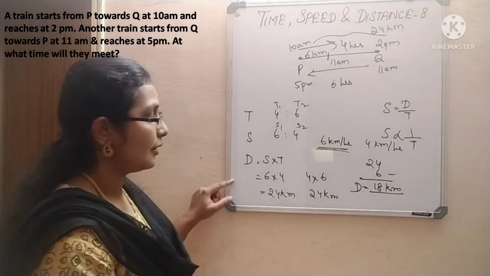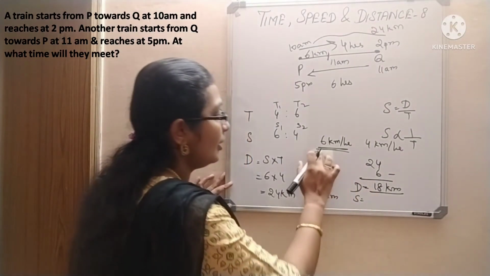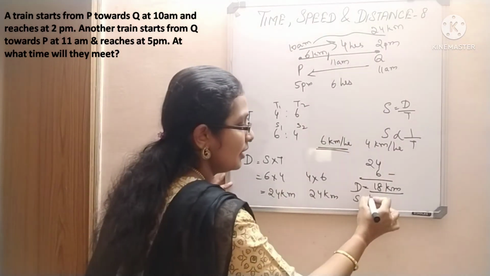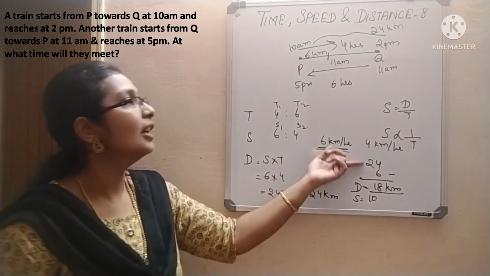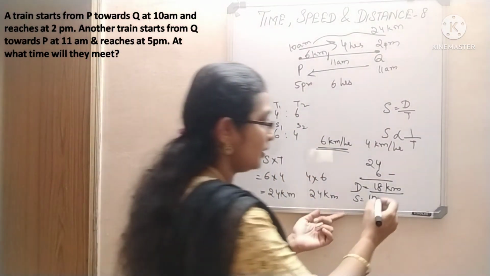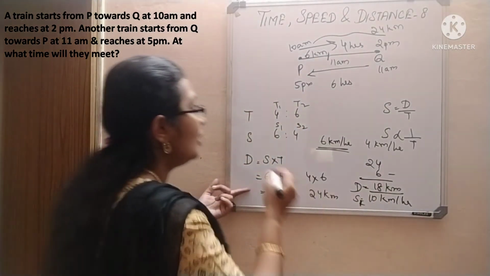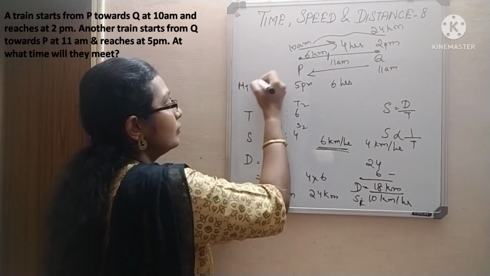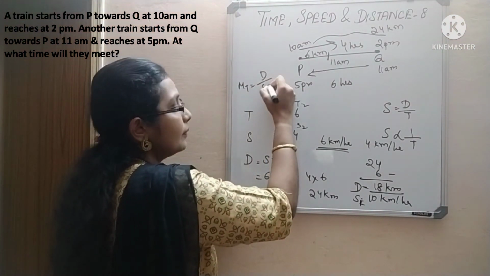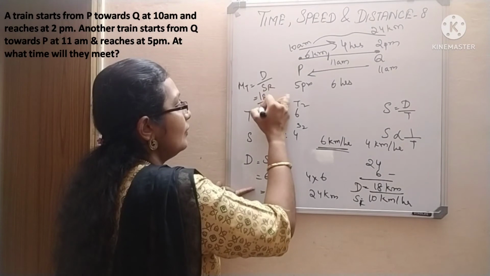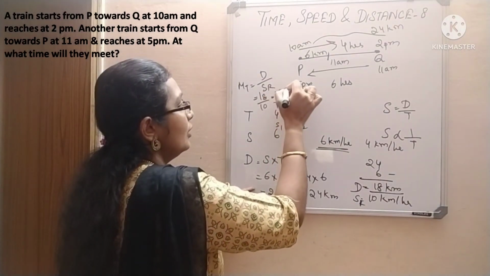Distance and speed: speed is nothing but the total speed, 6 plus 4, which is 10, correct? Because they are moving in opposite directions. So 10 km per hour is the relative speed. So your meeting time would be distance by speed, which is 18 by 10, which is 1.8 hours.